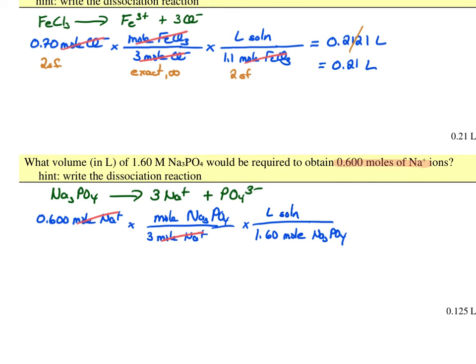So let's check our units here. Moles of sodium phosphate cancel out, and we have our final answer in liters of solution. We do our math, and this comes out to be 0.125 liters. Let's look at our sig figs. 3, this is exact, so it doesn't affect sig figs. This has 3 sig figs, so we're good with this answer as it's written.